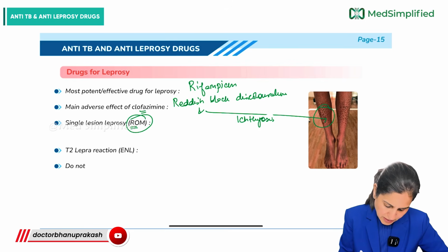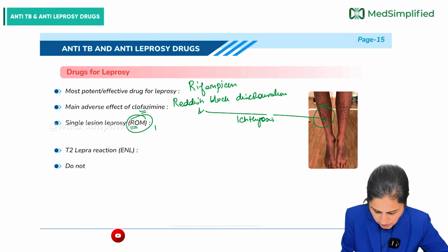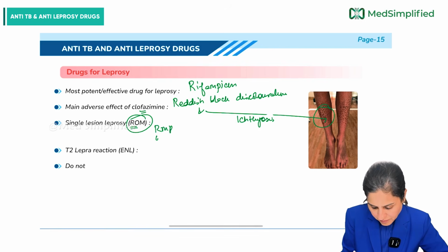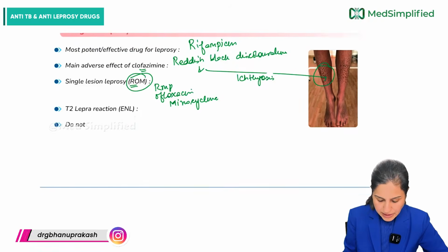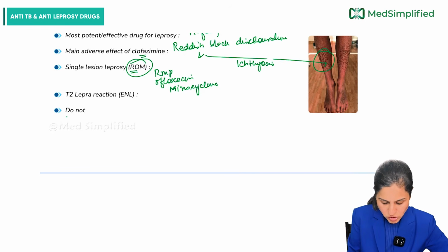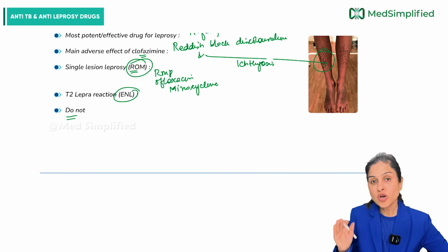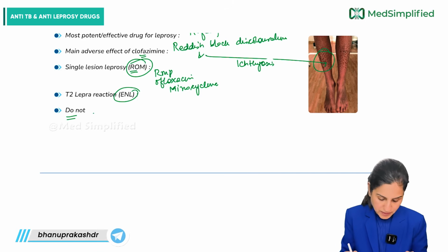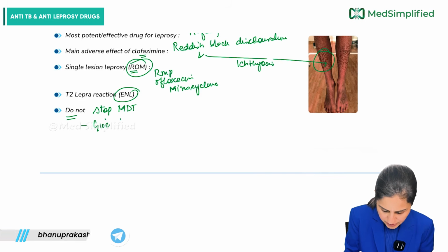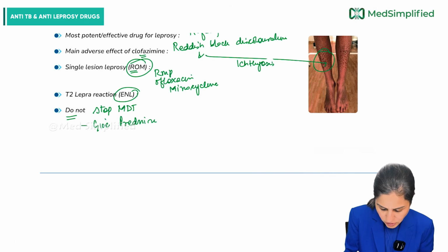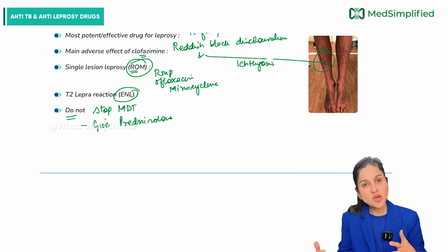What to do in case of single lesion leprosy? You remember the mnemonic ROM. Give these three drugs: rifampicin, ofloxacin, and minocycline. Lepra reaction, ENL. In case this occurs, do not stop the multi-drug therapy. You give steroids here. Give prednisolone first to stop this reaction.